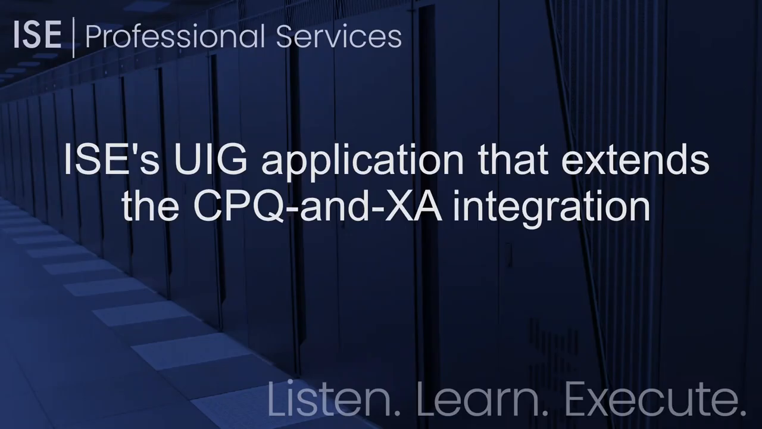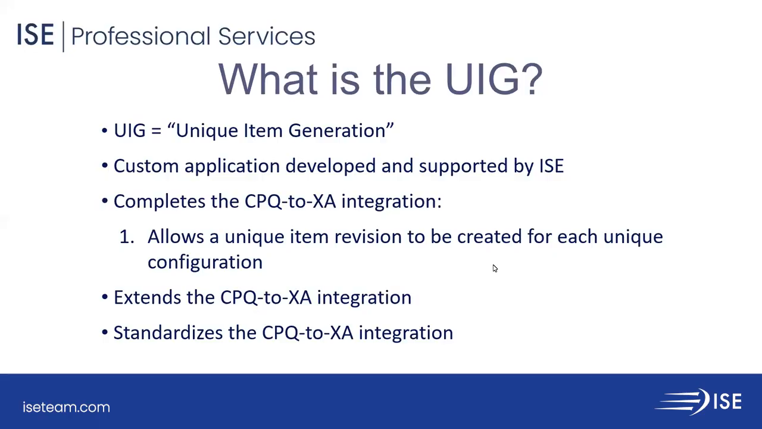All right, so we have the ISE UIG application, and this extends the CPQ and XA vanilla out-of-box integration. Okay, what is the UIG? UIG means unique item generation. It's a custom application developed and supported by ISE, and its original intent was to complete the CPQ to XA integration. By complete, we mean it allows a unique item revision to be created for each unique configuration. So you don't stop at the item process, you actually generate unique item revisions.